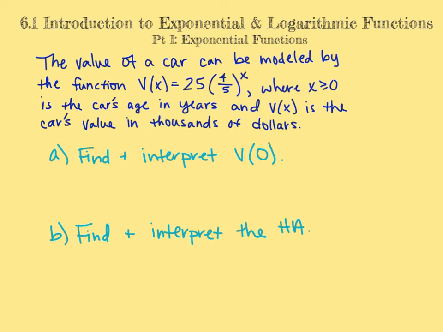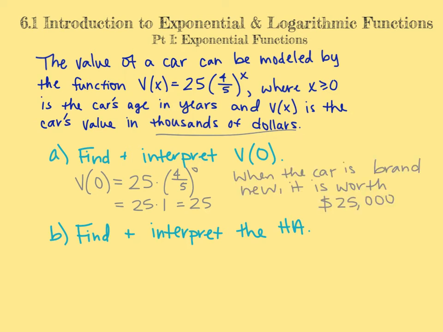So let's plug 0 into our function. And this 25 out front will just be multiplied by whatever we get. So it's 4/5 to the 0. Anything to the 0 power is 1. So this is 25 times 1, or 25. That obviously doesn't mean the car's value is 25. Be careful, it's in thousands of dollars. So this means that when the car is 0 years old, so when the car is first manufactured, it's worth $25K. So there is one of many ways to write out this interpretation of v of 0.